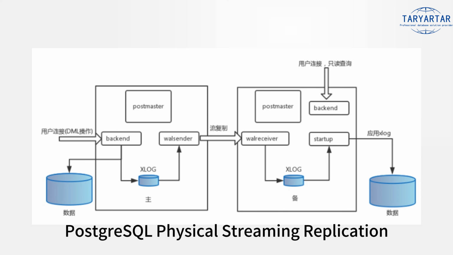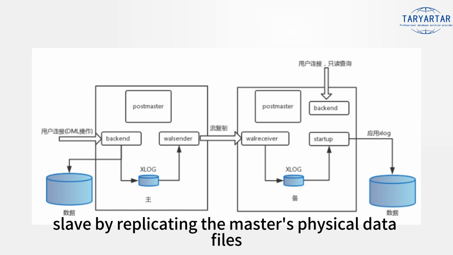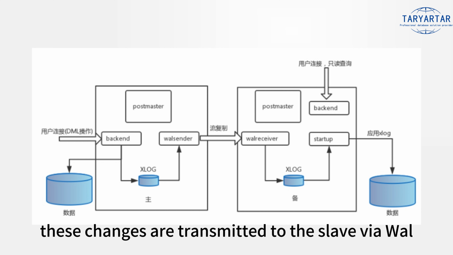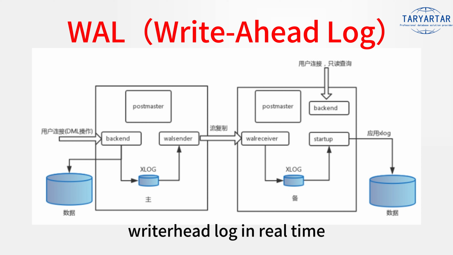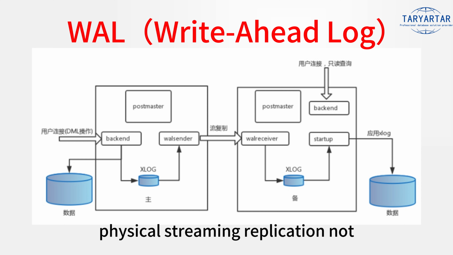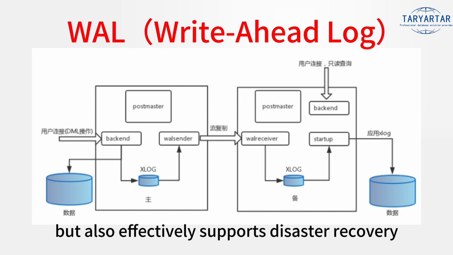PostgreSQL physical streaming replication synchronizes the master and slave by replicating the master's physical data files. Whenever data changes occur in the master, these changes are transmitted to the slave via WAL, write-ahead log, in real time to ensure data consistency between the slave and the master. Physical streaming replication not only improves the high availability of data, but also effectively supports disaster recovery.